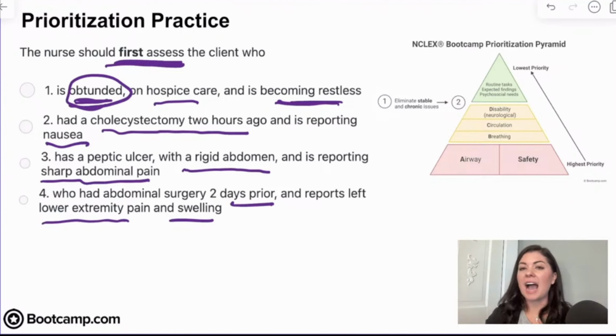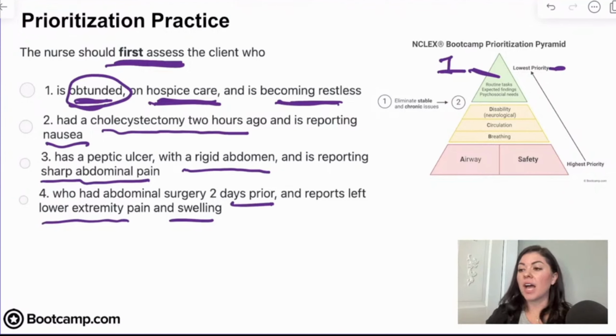But in this case, I have to look at it in the context of what it's telling me, okay? And that is I have a client on hospice care. And remember, a client on hospice care is going to have a terminal illness. We anticipate that as they get closer to the dying process, their mental status is going to change. They're going to become restless. So for a client on hospice care, is this change in mental status expected? So I'm going to go with option 1 being right here in green as an expected finding. So that is a low priority, okay?